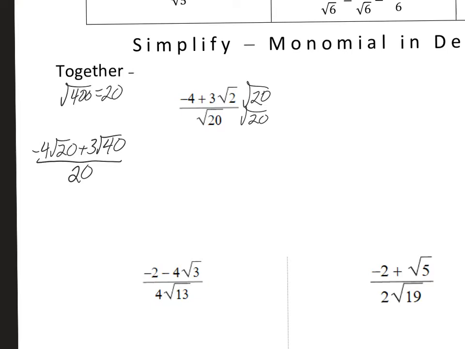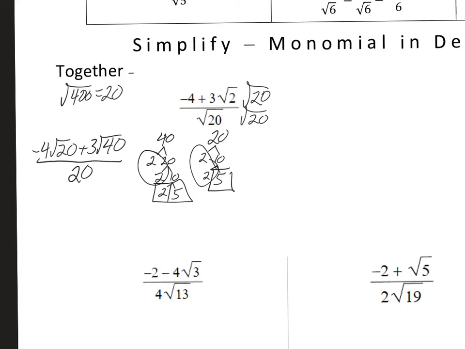Okay, now I want to simplify this down as far as possible. So 40 splits up to 2 and 20. That goes into 2 and 10, and then 2 and 5. So it looks like I have a pair of 2's and then a 2 and a 5 left over. 20, we have 2 and 10, 2 and 5. So I have a pair of 2's and I have a 5 left over.